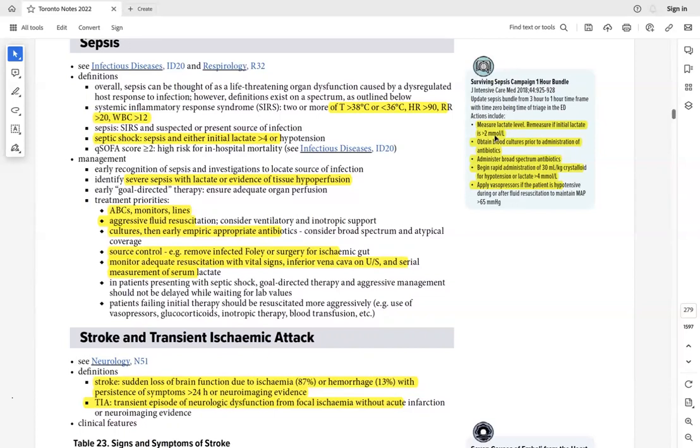So the person is presenting with signs of sepsis or septic shock, then what do we have to do? We have to measure the lactate levels. If the lactate levels are more than 2 millimole, then we repeat them. Obtain the blood culture, start the patient on antibiotics and IV fluids. Okay. And remember, in sepsis, the temperature can be very high or even low. The patient can present with pyrexia, or the patient can present with hypothermia also.